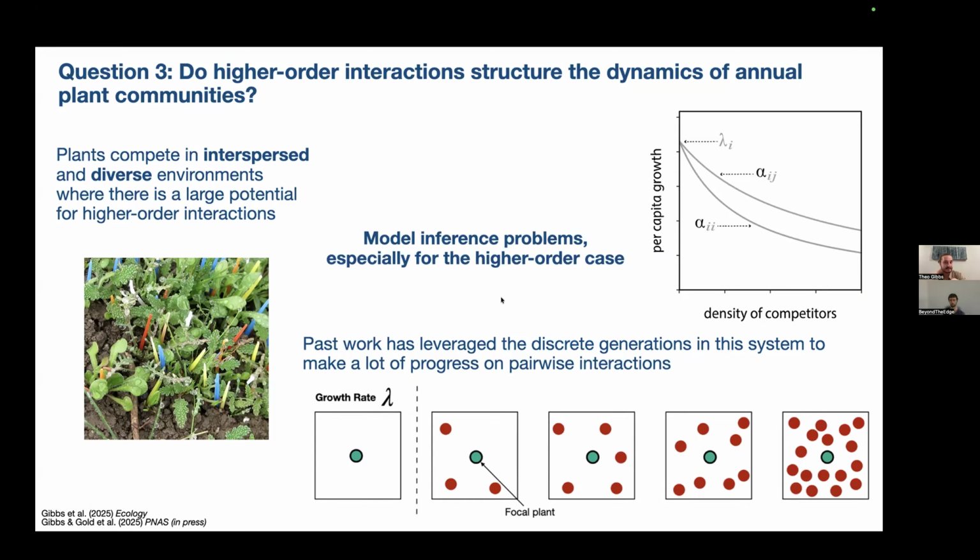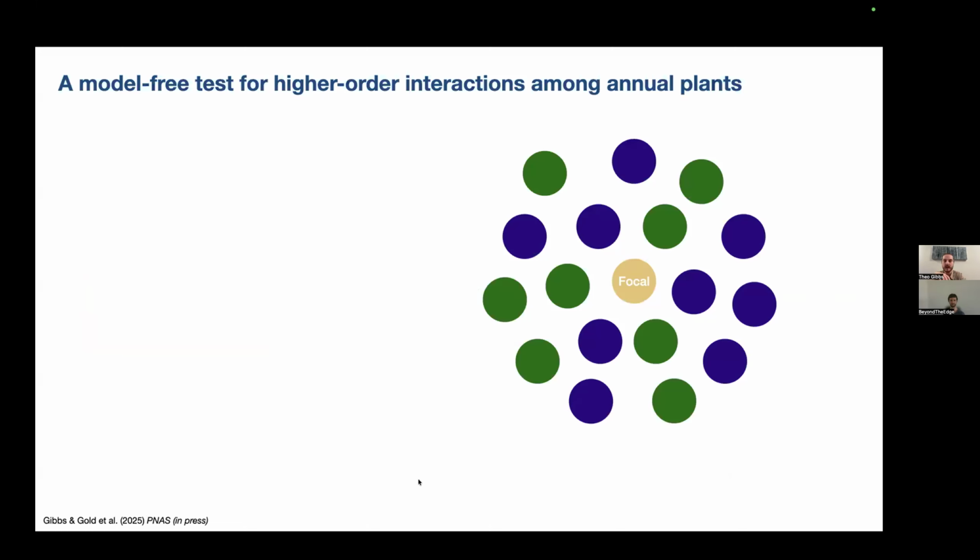Maybe even more fundamentally, there's a big problem, which is just that it's a huge amount of work to measure the pairwise interactions in this way between, say, 5 or 10 species of plants. And so it's combinatorially worse to study higher order interactions, of course. That motivated me to try to design a model-free test of just whether higher order interactions exist amongst these annual plants, as opposed to measuring their exact interaction strength. To do this, I wanted to use the limited spatial range of competition between these plants to manipulate, or toggle up and down, the frequency of higher order interactions.